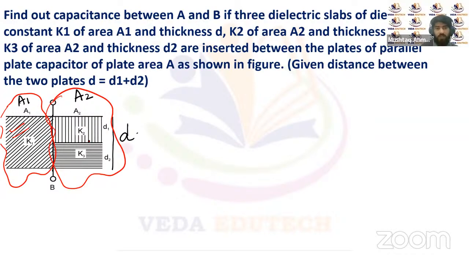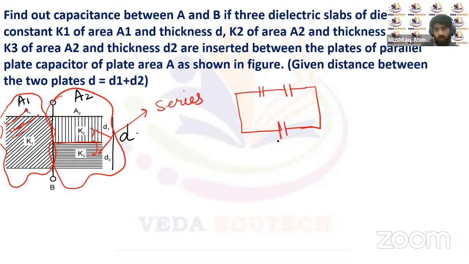But you can see this capacitor has once again been divided, keeping the area constant, that's A2, but the distance between the two plates has been divided as D1 and D2. It means that K2 and K3, these two capacitors, will be in series with each other, and together they will be in parallel with this capacitor K1. So this will be the equivalent circuit for this capacitor.